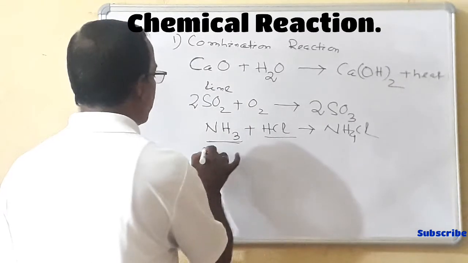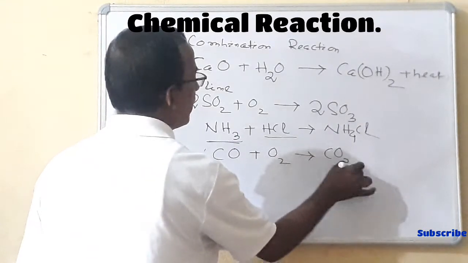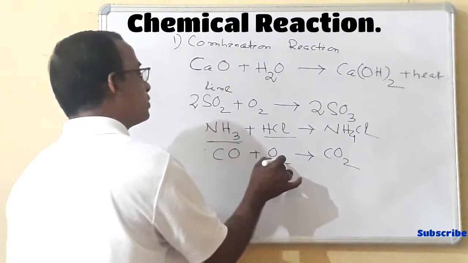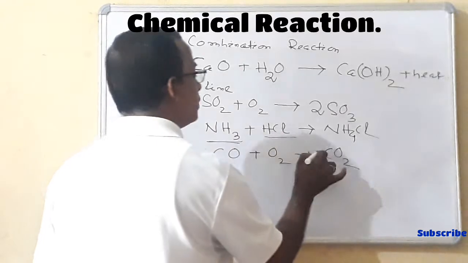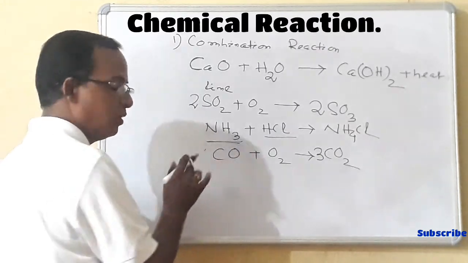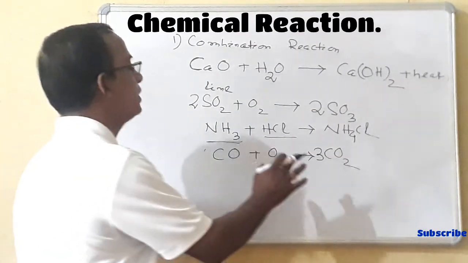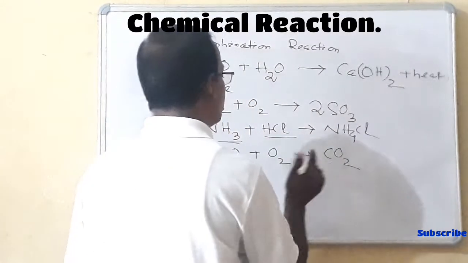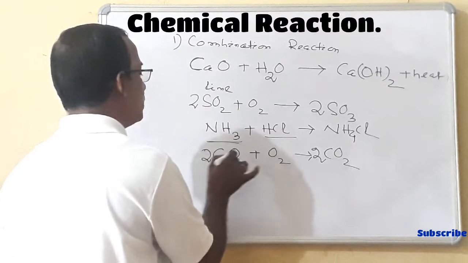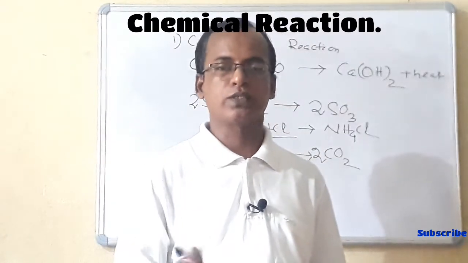Similarly, carbon monoxide, CO, reacts with oxygen to produce carbon dioxide. So to balance it, carbon monoxide plus oxygen produces carbon dioxide. To balance, 2 is multiplied, so oxygen is 2 plus 2, which is 4, and carbon is also 4. So the reaction is a combination reaction.